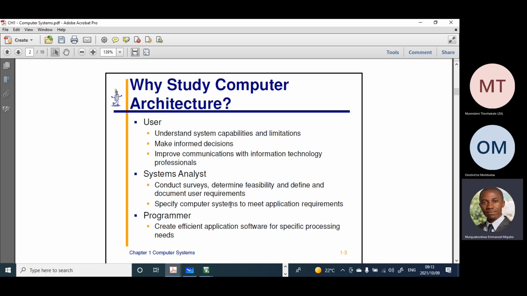It also helps them specify computer systems to meet application requirements. And lastly, at the programmer level, it helps create efficient application software for specific processing needs, because not all applications are necessarily efficient, and efficiency is one aspect we bring in this module on top of just functionality. The efficiency can be in terms of memory utilization, processing time, and many other aspects.